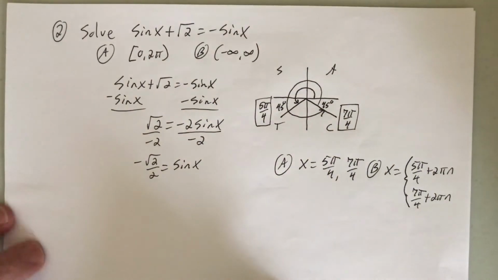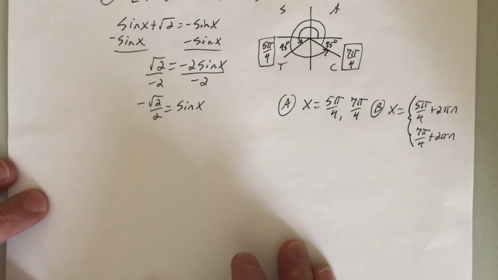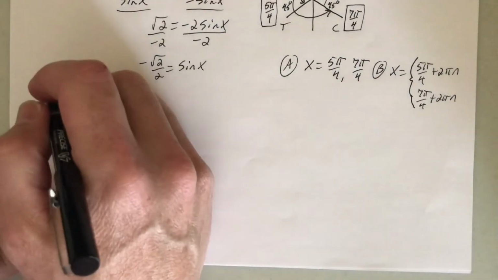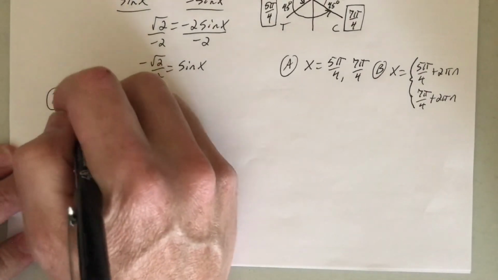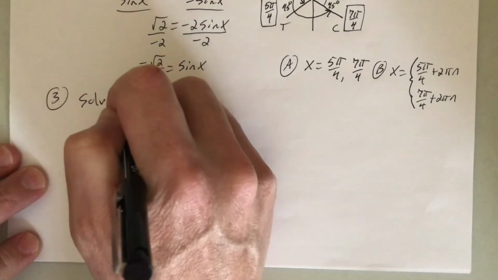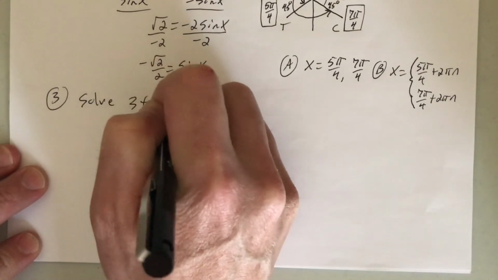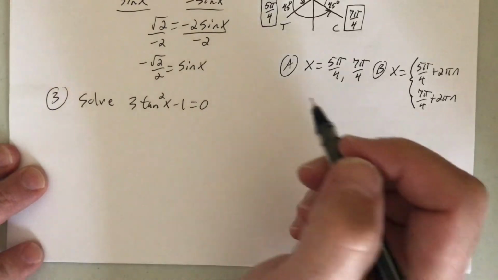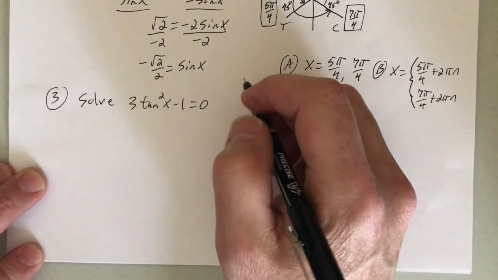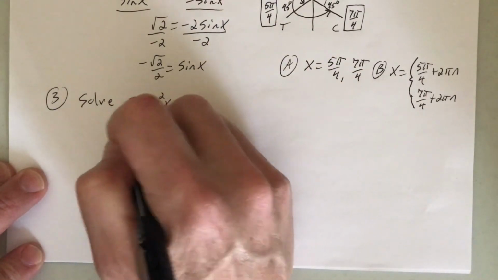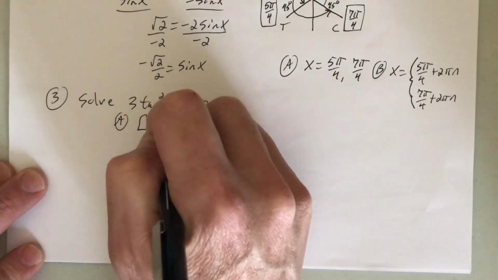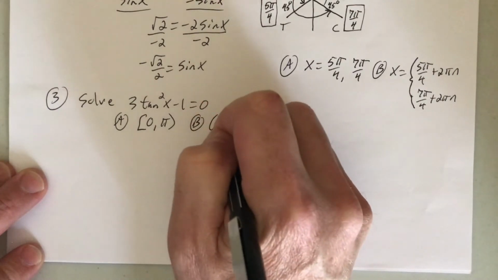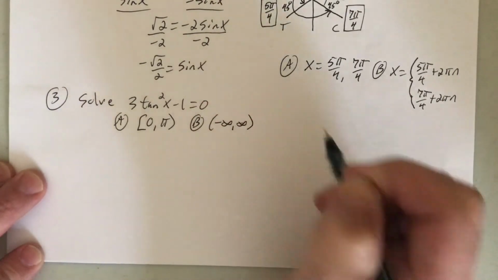So let's look at one more before I take a break here. So I'm going to scroll this up a little bit. So for number 3, we solved 3 tan squared x minus 1 is equal to 0. So the first thing I want, and of course we're going to do this from 0, but this time we're going to go to pi because the period for tangent is pi. And then we're going to go from negative infinity to infinity.